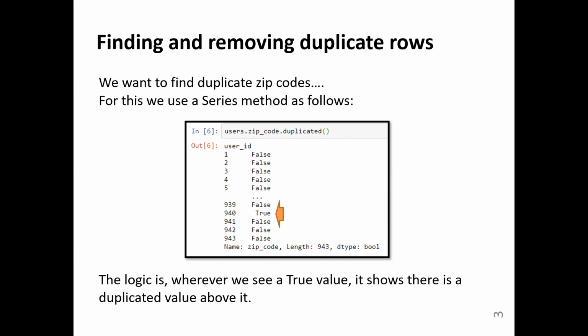We had something similar to that before. Excellent. Look at this one. Here we have true. It means that we had something similar to that before. So the default is keep first. Ignore the rest, ignore last.